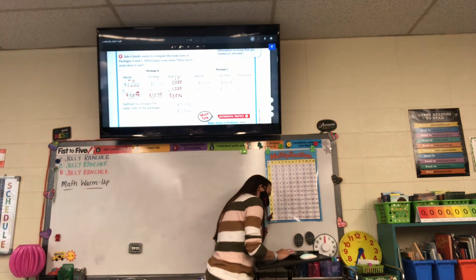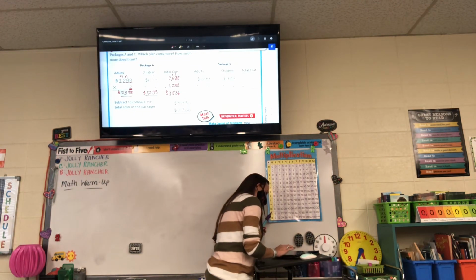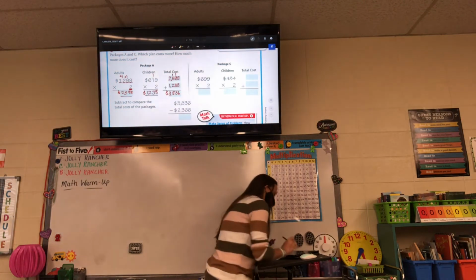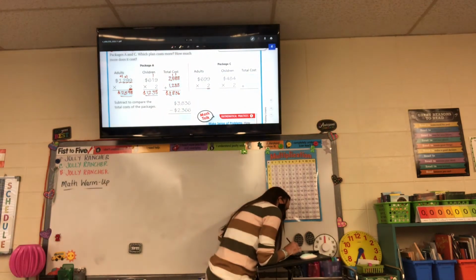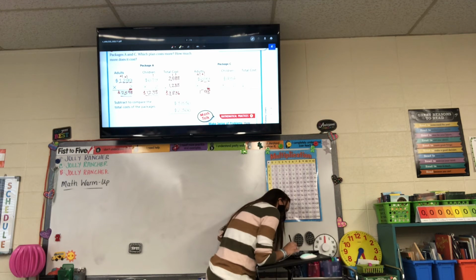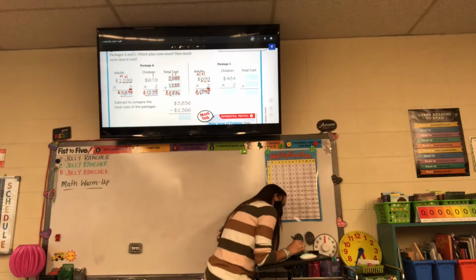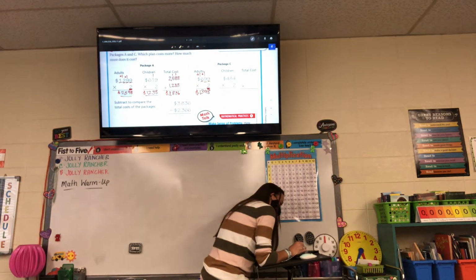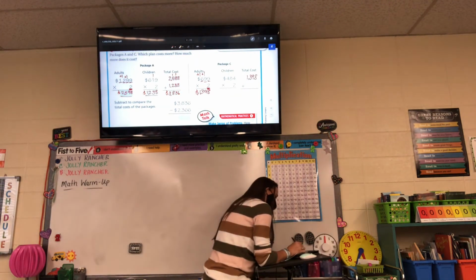Now, vacation package C. So we're going to do 2 times 9 is 18. Put down the 8, carry the 1. 2 times 9 is 18, plus 1 more is 19. Put down the 9, carry the 1. 2 times 6 is 12, plus 1 is 13. So there's the adult price, which we can go ahead and put over here. Here's the adult price.